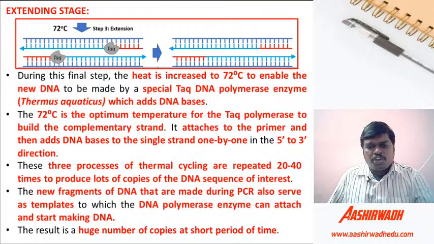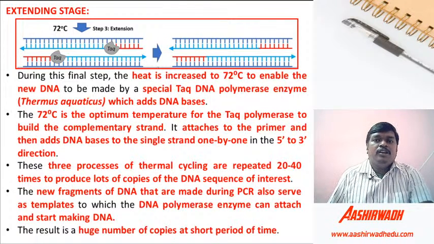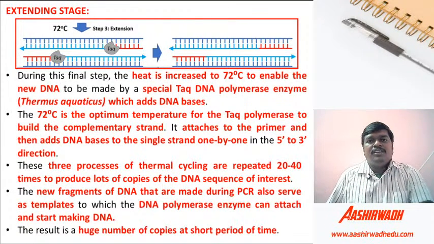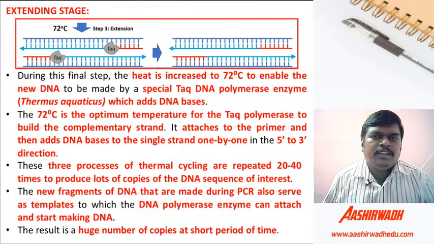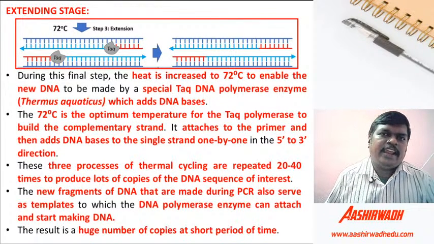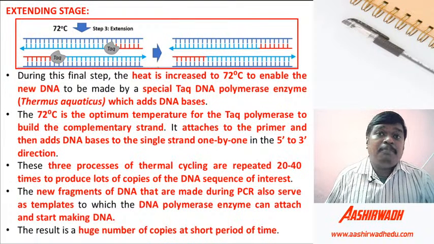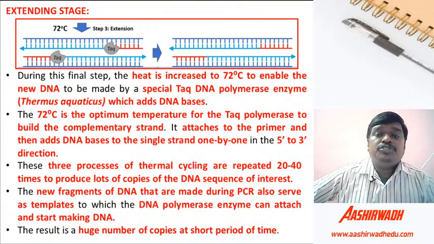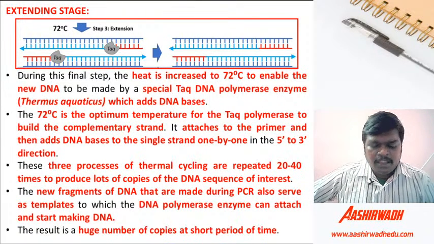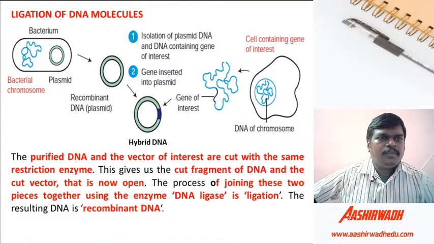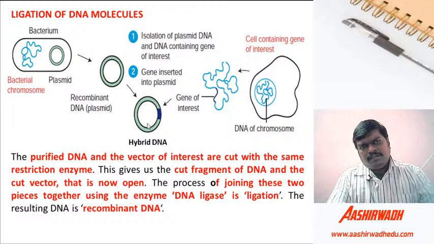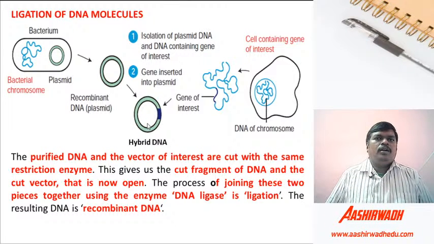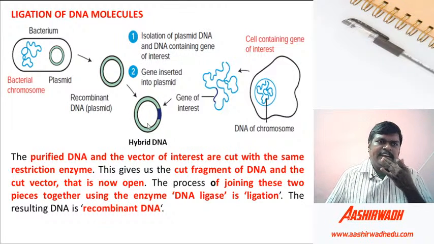And in a short period of time, we can produce millions of copies of the same type of DNA. That is the main use of PCR, the polymerase chain reaction, which is used to produce millions of copies of DNA in a short span of time. Once we get the DNA gene of interest, the next process is called ligation of DNA molecules.